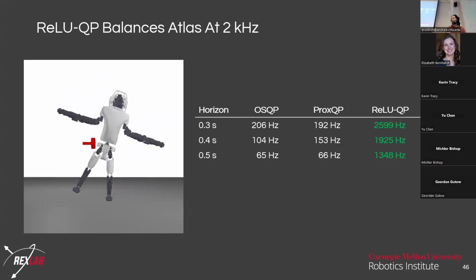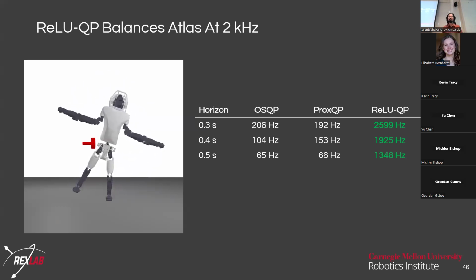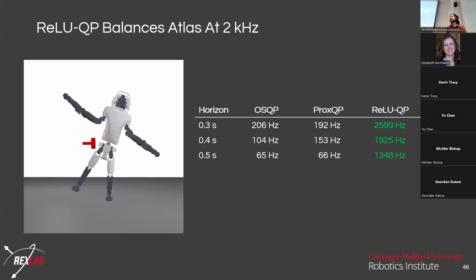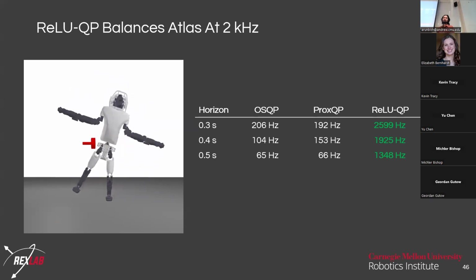It is able to solve at 2.6 kilohertz when you have a 0.3 second trajectory, as opposed to 200 hertz for OSQP. And it's 20 times faster when you have a 0.5 second trajectory and you have 50 knot points. So this was really encouraging, but let's make it even harder.